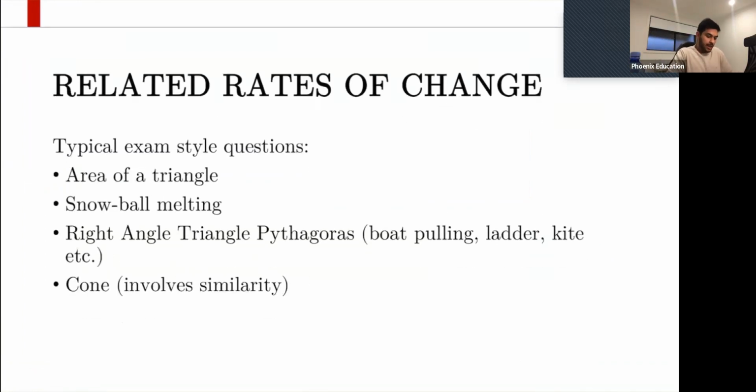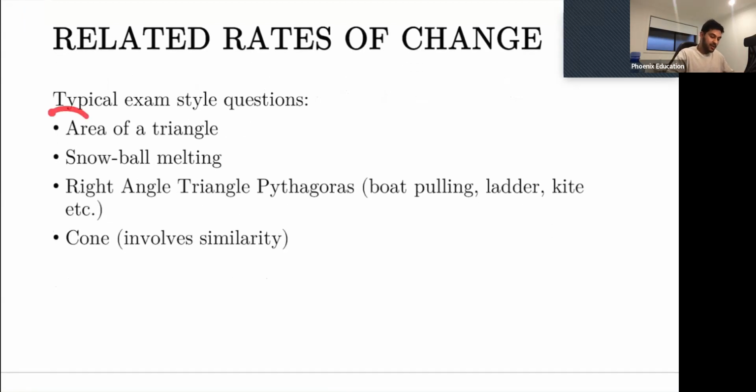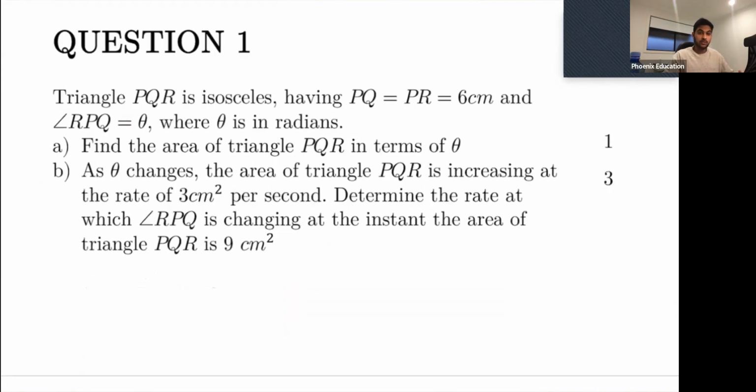So with related rates of change, these are the question styles that you can be asked. And this may seem like a difficult topic at first, but it's pretty standard. There's a framework that you can use, and the types of questions that you can be asked are pretty limited. So it shouldn't be too difficult. We have examples for pretty much all of these question types. Question 1 is a triangle type. We'll be skipping this during the session today.